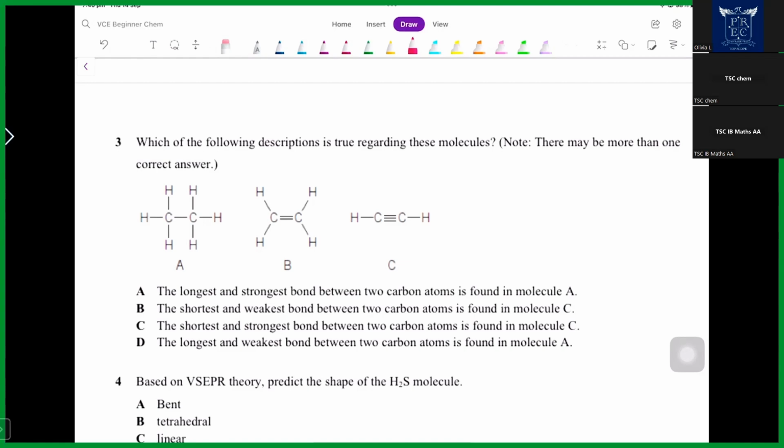Okay, single bond, double bond, triple bond. Which one is the shortest? Triple bond is the shortest, nearest, because it's the strongest and shortest. So normally shortest and strongest is triple bond. So that means C is correct. Longest and strongest are not possible. Shortest and weakest are not possible, right? How about this D? Longest and weakest bond between the two carbons found in A, which is also correct, because single bond is the longest and weakest compared to the others. So both answers are correct.